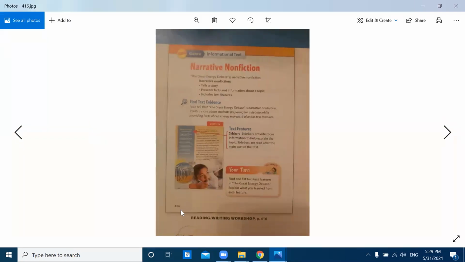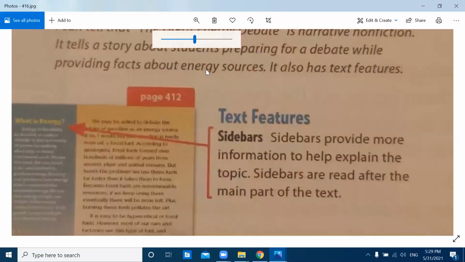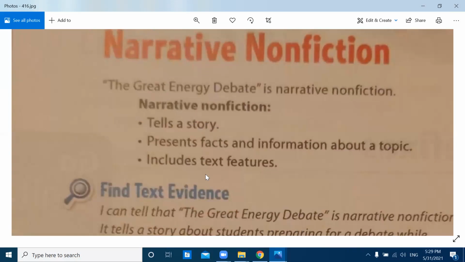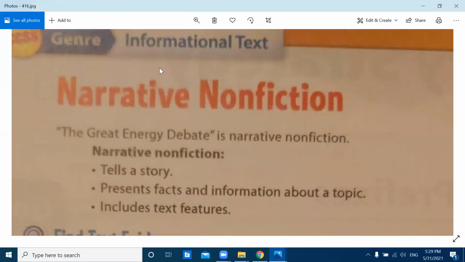Now, next we have narrative nonfiction. This is our genre for the week. Narrative nonfiction is under the genre of informational text. Under the genre of informational text, we have narrative nonfiction, we have expository text. We've taken both of those. The Great Energy Debate is narrative nonfiction. The story that we just read is what we call narrative nonfiction. It gives us facts and information about a topic in a story. So it was giving us facts and information about fossil fuels, facts and information about wind energy, and it did it by telling us a story of students who are going to have a debate about these topics. So a narrative nonfiction tells a story, and it gives facts and information in that story.